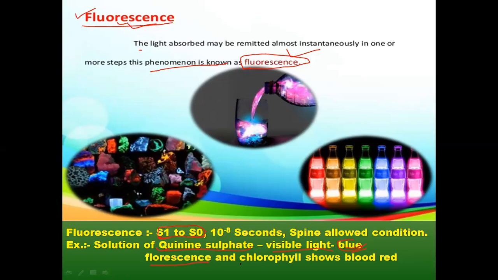Then fluorescence, like chlorophyll, shows blood red. So this blood red emission is a fluorescence. Means the excited chlorophyll from S1 energy level comes to the S0 energy level. So the emitted radiation is known as fluorescence.